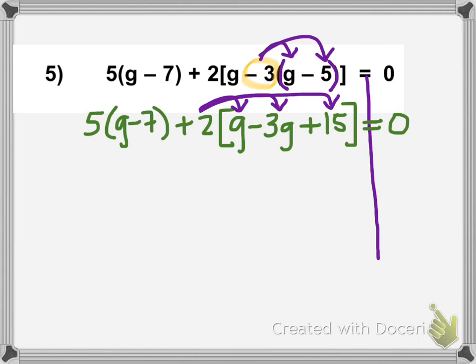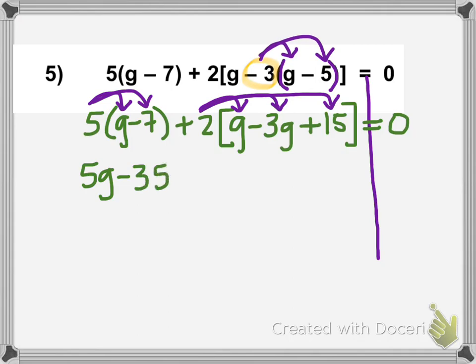Now, if you wanted to, you could combine the g and the negative 3g first and then distribute the 2, or we can just distribute the 2 and then combine them after. The other set of parentheses, we've got the 5 that we need to distribute to the g and to the negative 7. So on the next line, let's go ahead and distribute these. We'll start with the 5. 5 times g is 5g. 5 times negative 7 is negative 35.